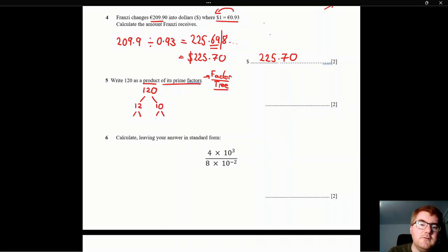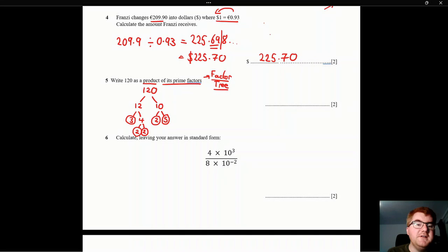So 10 is equal to 2 times 5. 12 is equal to 3 times 4. Again, you could have done 6 times 2. You'll still get the same answer at the end. Notice here that 3 is a prime number, 2 is a prime number, and 5 is a prime number. So we stop at that point. However, 4 is equal to 2 times 2. So make sure you break down every number possible here.